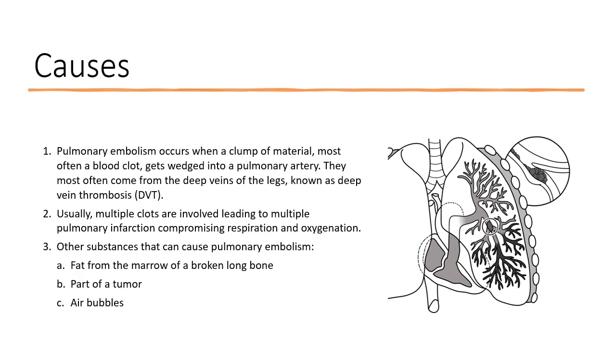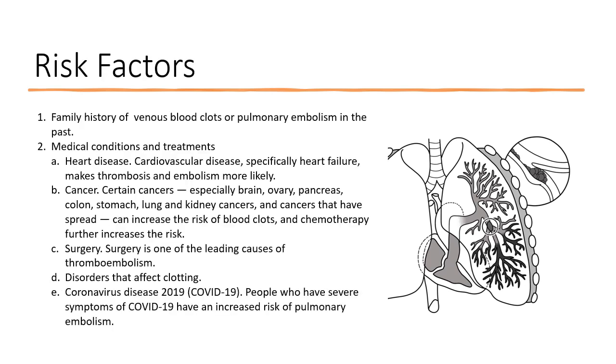Pulmonary embolism occurs when a clump of material, most often blood clot, gets wedged into a pulmonary artery. They most often come from the deep veins of the leg, known as deep vein thrombosis or DVT. Usually multiple clots are involved, leading to multiple pulmonary infarction, compromising respiration and oxygenation. Other substances that can cause pulmonary embolism include the following. 1. Fat from the marrow of a broken long bone, 2. Part of a tumor, and 3. Air bubbles. What are the risk factors for pulmonary emboli?